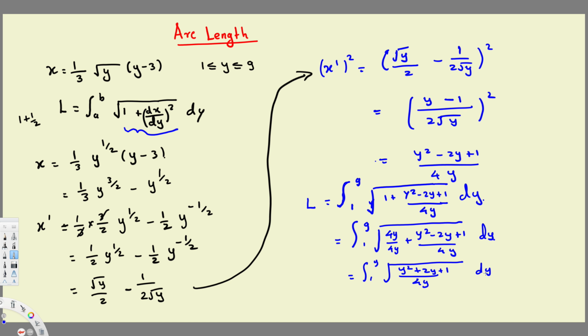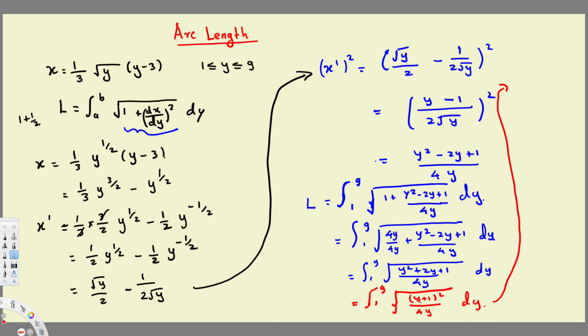Okay, so now we have this one, and if you see, this one is a perfect square trinomial. This is same as y plus 1 whole square. So let's write that one as this, because if I take that one, I can get rid of the square root. So integral 1 to 9 of the square root of (y plus 1) square over 4y dy. So let's continue this one right here.